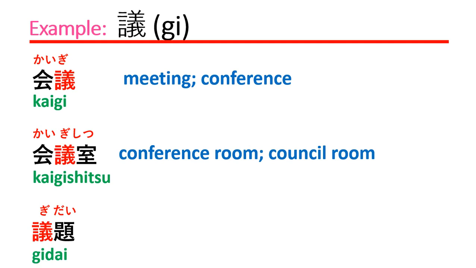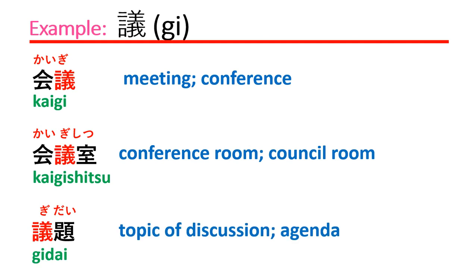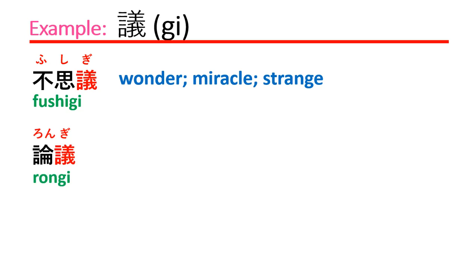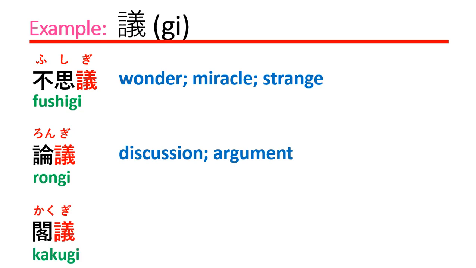The next, gidai, means topic of discussion or agenda. The kanji gi means conference or debate, or discussion, but dai means title. So gidai means the topic of discussion or agenda. The next, fushigi, means wonder, miracle, or strange. But actually, when you say fushigi it means strange. Rongi means discussion or argument. Kakugi means cabinet meeting.